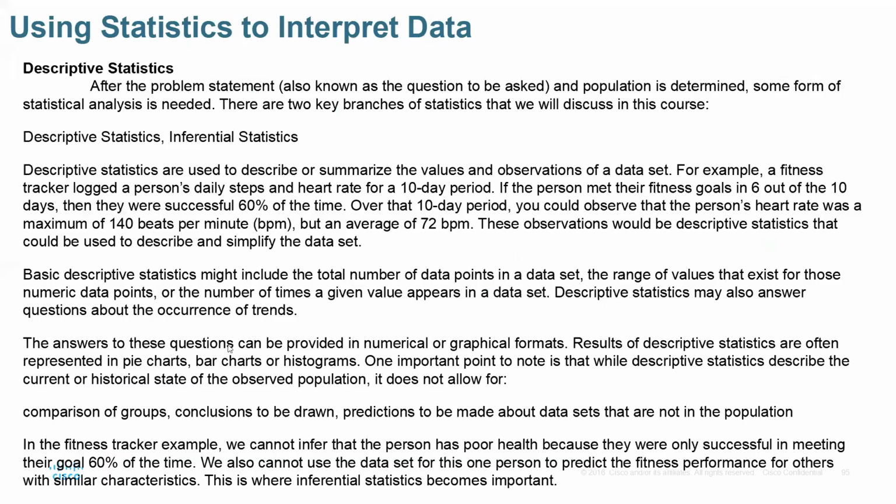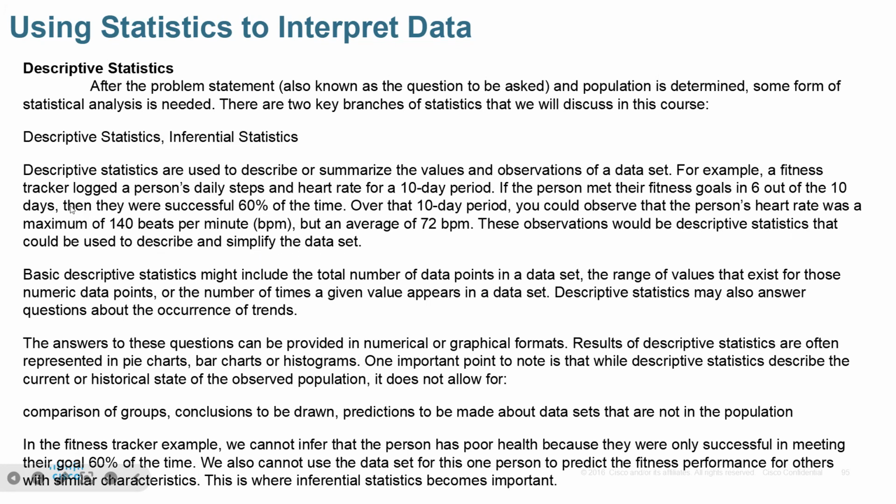Using statistics. Okay. So there are two key branches of statistics, descriptive and inferential. So descriptives are used to describe or summarize the values and observations of a data set. For example, a fitness tracker logged a person's daily steps and heart rate for 10 days. If the person met their fitness goal in 6 out of the 10 days, they were successful 60% of the times over the 10 day period. You could observe that the person's heart rate was a maximum of 140 beats per minute, but an average of 72 beats per minute.